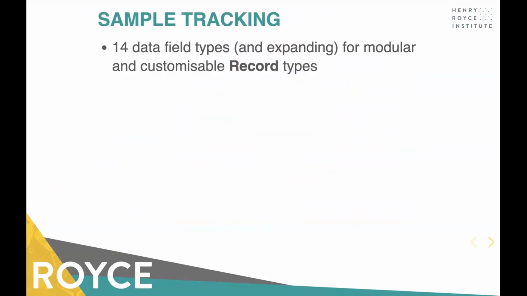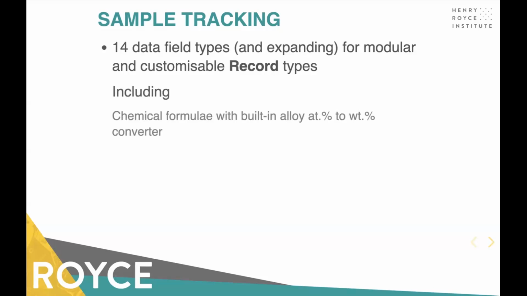So I keep talking about metadata. In that metadata, we've implemented 14 data field types, and we're expanding. This is for creating modular and customizable record types. A record type is a form that you fill in with the appropriate metadata. This includes a chemical formula record type with a built-in alloy atomic percent to weight percent converter.